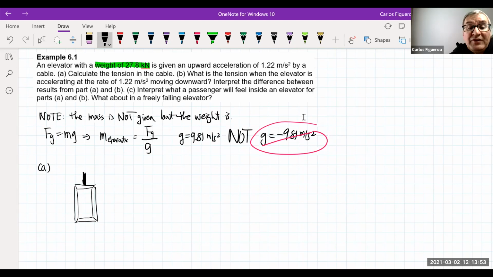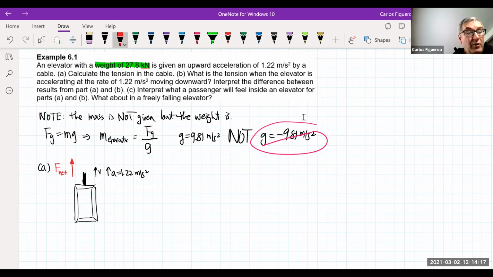The only thing we know is that this thing is accelerating. So that means if it's accelerating upwards, we know that it has an acceleration of 1.22 meters per second squared. So we know that there's an acceleration. That immediately tells us that we now have what? A net force in the upwards direction, right? A net force in the upwards direction.